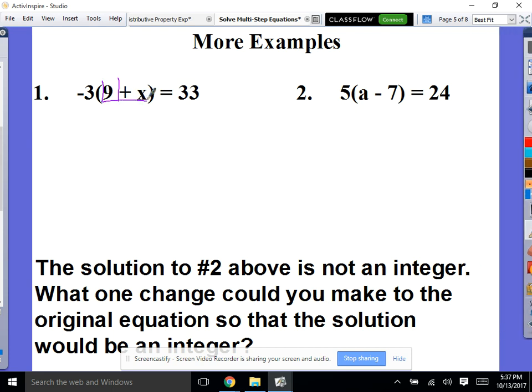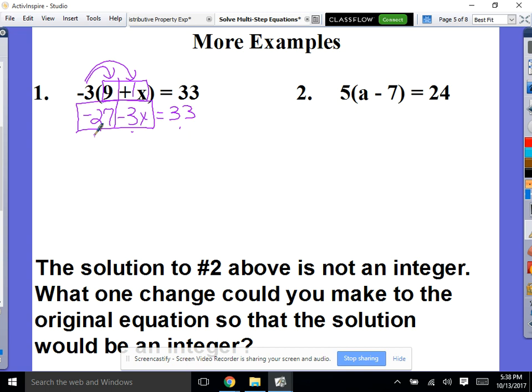Box in the terms inside the parentheses and multiply by what's outside. Negative 3 times 9 is negative 27. Negative 3 times positive 1x is negative 3x. That equals 33. We have no like terms: constant, variable, constant. We only have one variable, so we can't eliminate it. So we need to eliminate the constant on the side with the variable. Here's the variable. Here's the constant we need to get rid of.